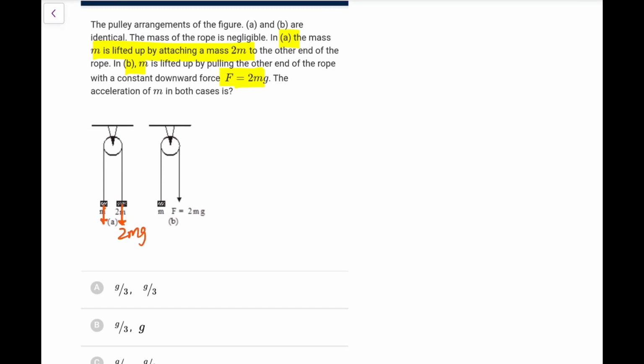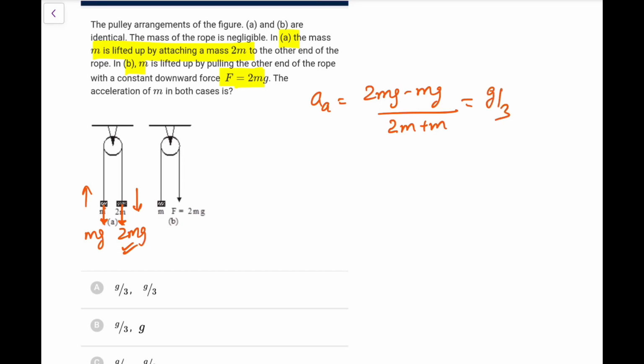So here, treating it as an Atwood machine system, for the first one, the acceleration would be net force, 2mg minus mg along the length of the string, divided by 2m plus m. If you directly look along the length of the string, it will try to pull this and it will go up. So this mg is helping, this mg is obstructing, so it would be g by 3. Now this would be g by 3 down, this would be g by 3 up.